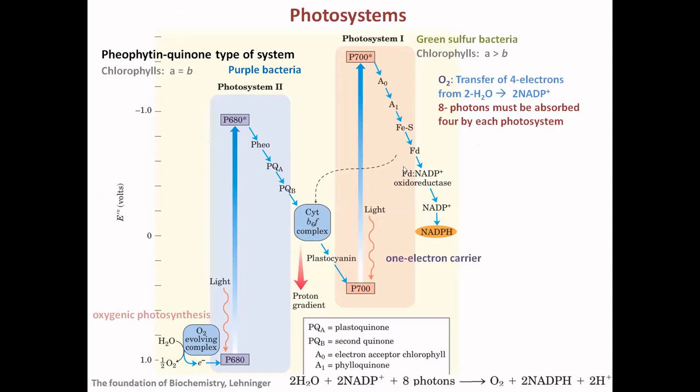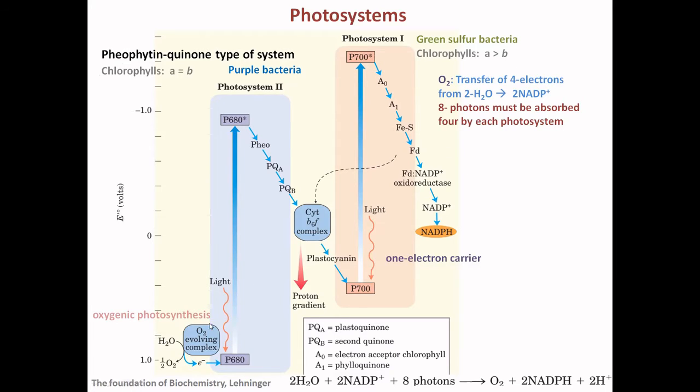So this we have seen in the previous lecture. Here we have the photosystem 2 and the photosystem 1. This is the reaction center that absorbs light at 680. In the photosystem 1 it absorbs light at 700 nanometer. And this photosystem 2 is like the photosystem of the purple bacteria, that is the pheophytin-quinone type of system. And in this photosystem 2, chlorophyll A and B are found in equal proportion. But photosystem 1 is like the photosystem of the green sulfur bacteria. In this one, chlorophyll A is found more in quantity than chlorophyll B.